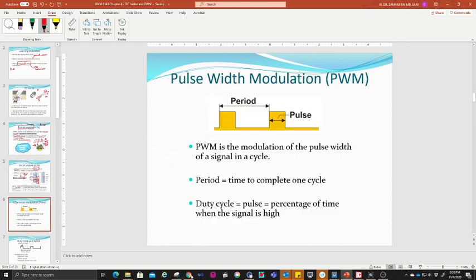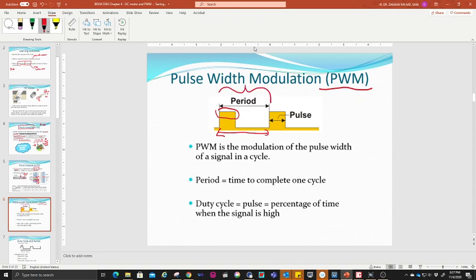Then we are going to learn about the term pulse width modulation, which is PWM. So this is the theory of PWM. What is it? PWM is the modulation of the pulse width of a signal in a cycle. You can see that in a signal there's a pulse here. This is a period, and this is a pulse. This is a whole period. Whatever is going up is a pulse. The period is the time to complete one cycle. So this is one cycle.